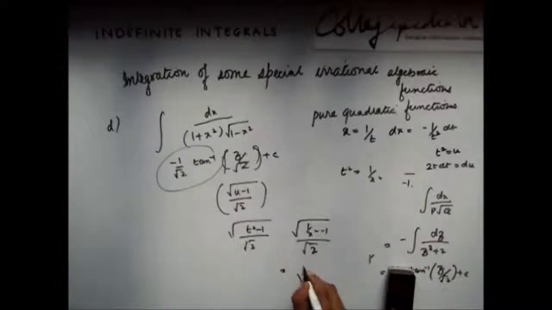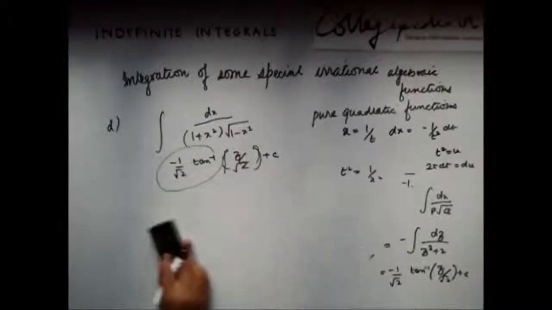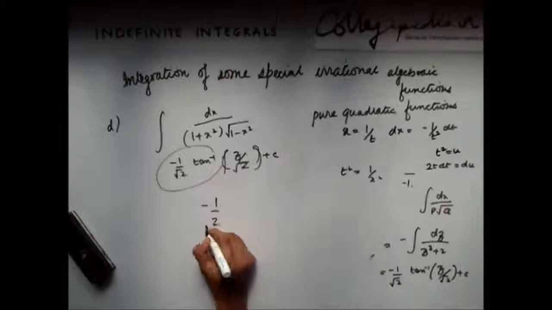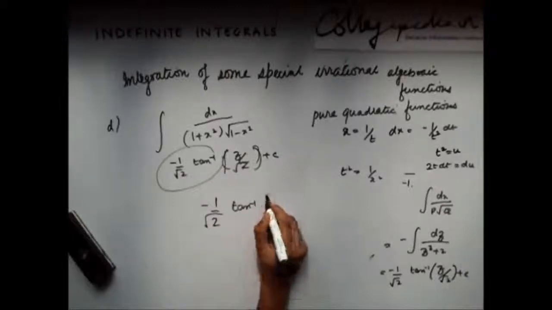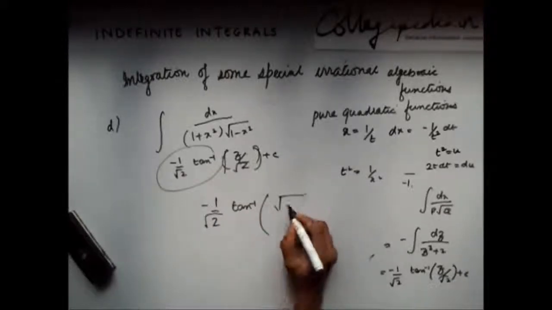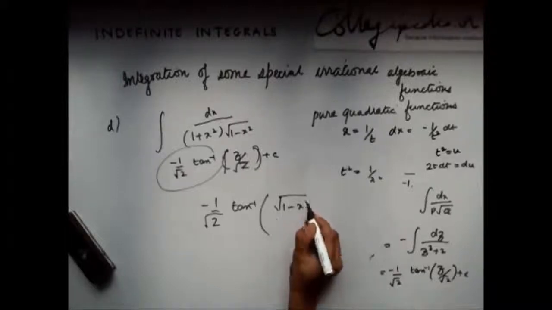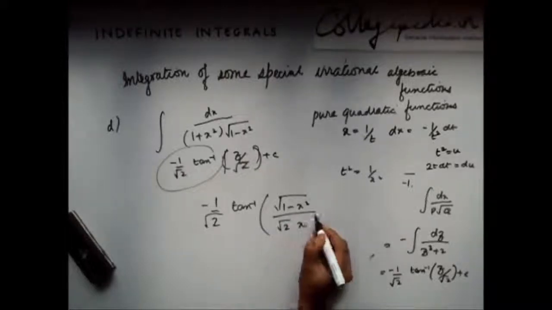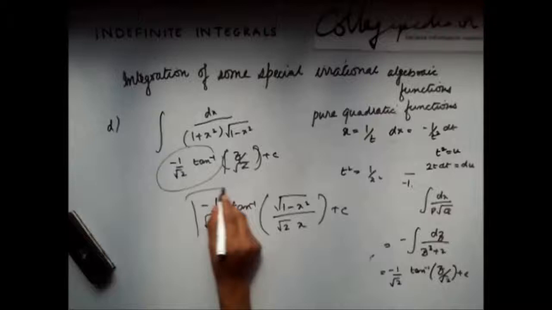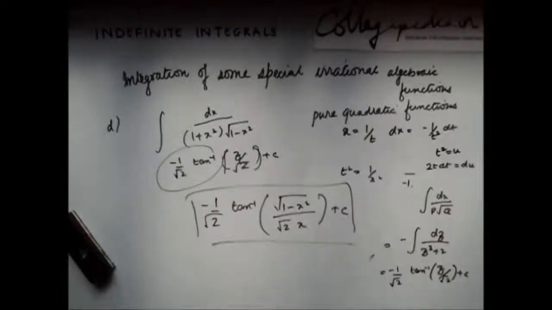So this is root under 1 minus x square by root 2 x square. So my answer is minus half tan inverse root under 1 minus x square by root 2 into x plus c. So this is my final solution. Okay. Next we move on to the fifth case.